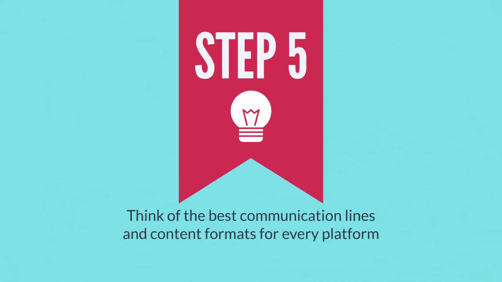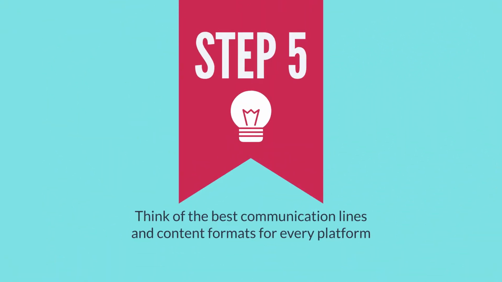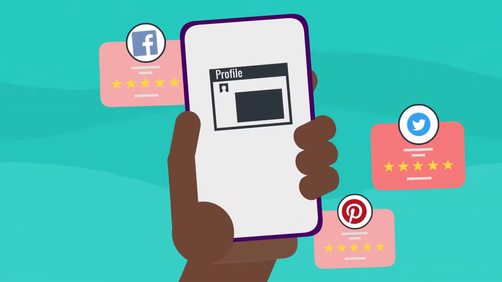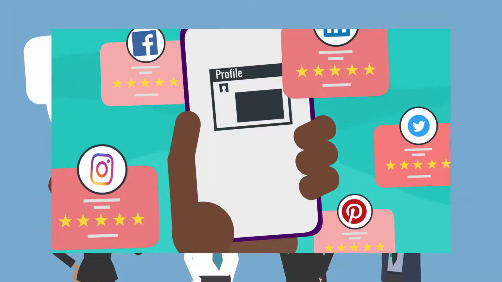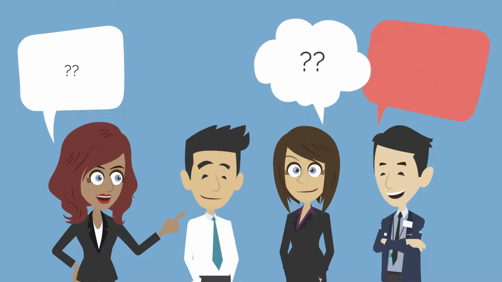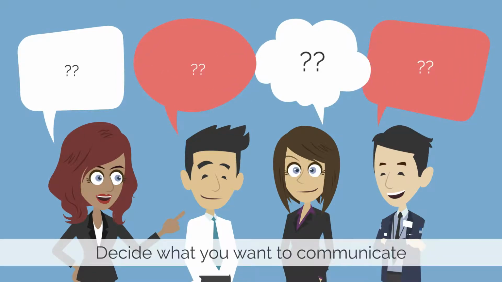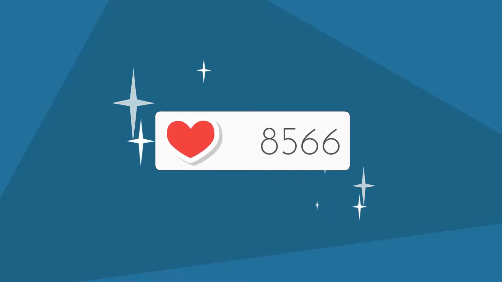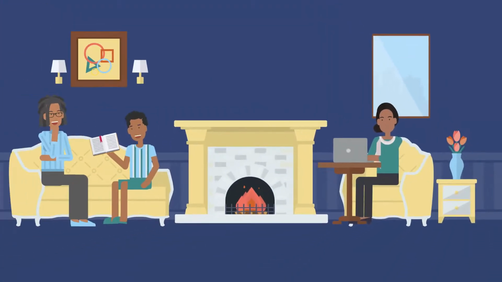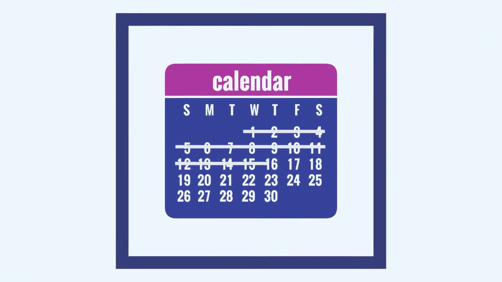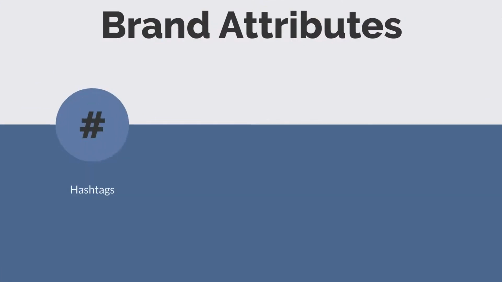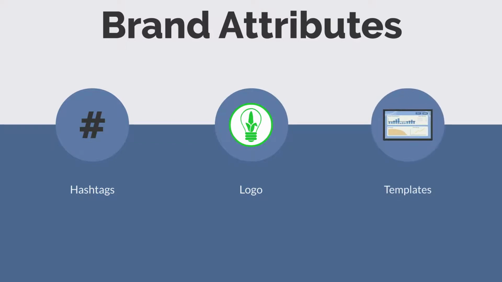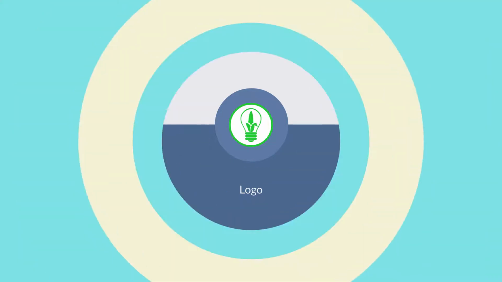Step 5. Think of the best communication lines and content formats for every platform. To diversify your content, you should create unique posts for each social network with their features in mind. Decide what you want to communicate. What would seem the most attractive for your target audience? Identify the content formats you are going to take advantage of and make sure they are all well designed. Specify how often you are going to post across social networks. Define your brand attributes, if any. These can be certain hashtags, using your logo on every visual, or even developing a specific template for all your social media posts.